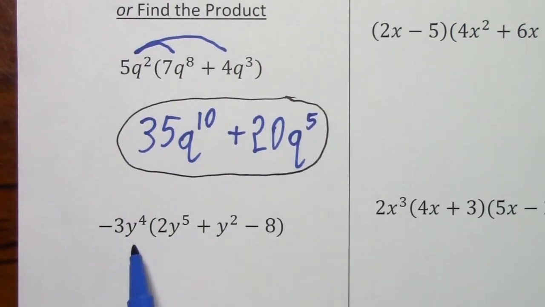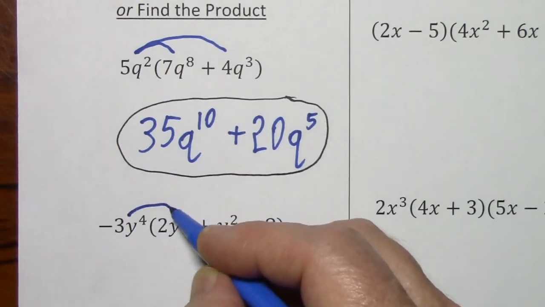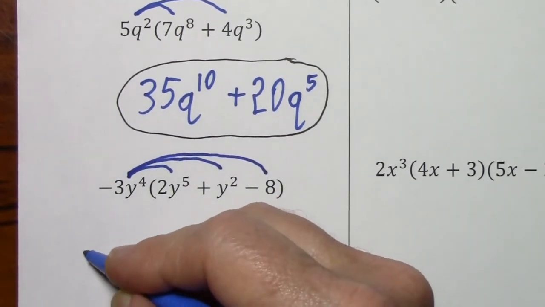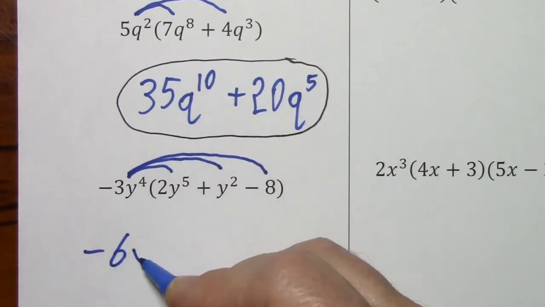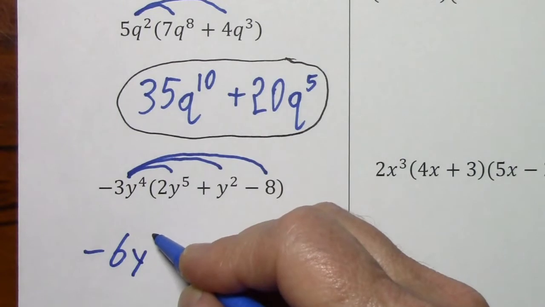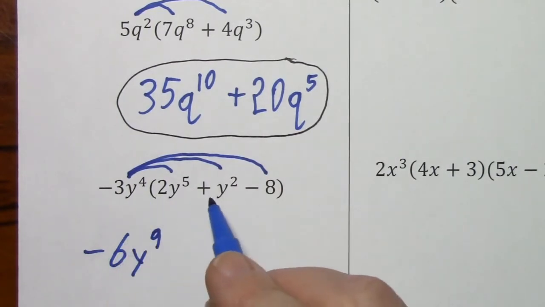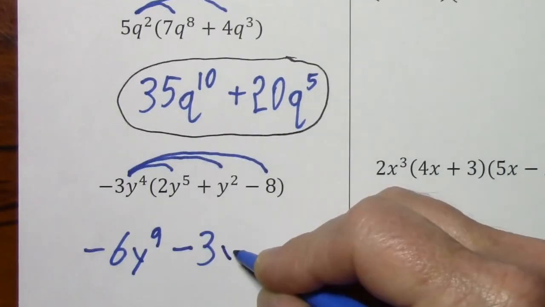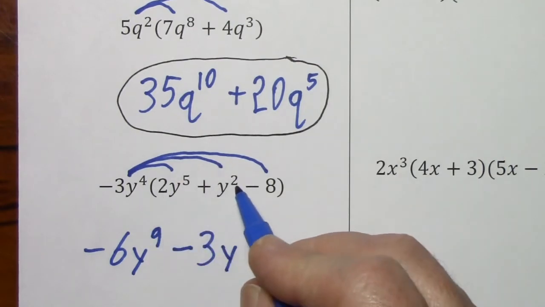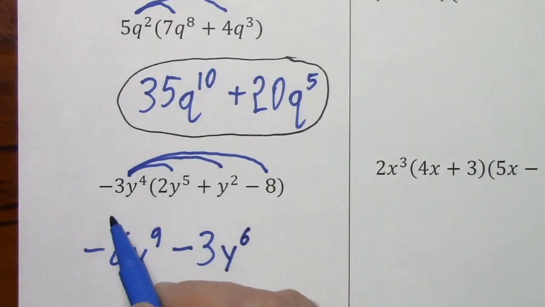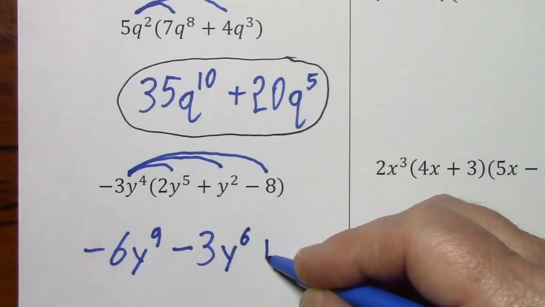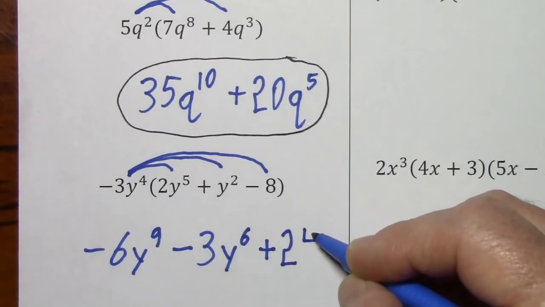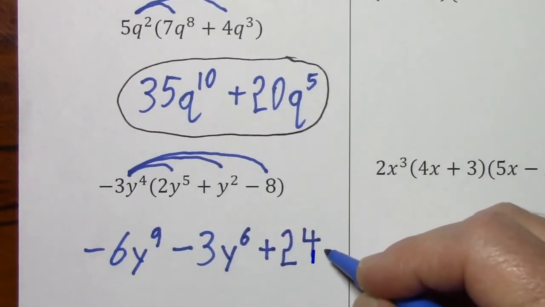Here we'll be distributing a negative term, and there's 3 terms inside. So negative times a positive, this gives us a negative 6 y to the 9th. Negative times positive 1, negative 3 y to the 6th, negative times negative 24, and we just simply carry the y to the 4th.